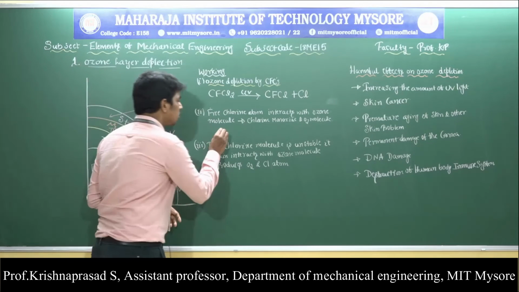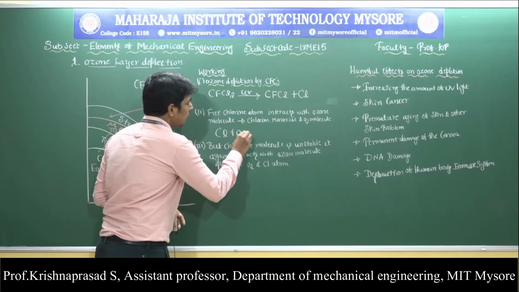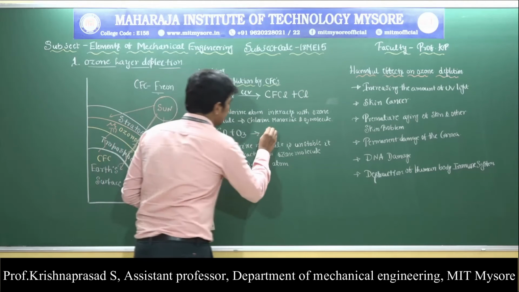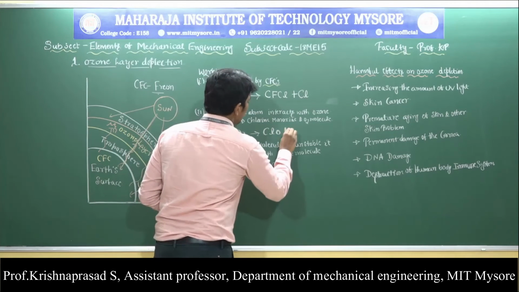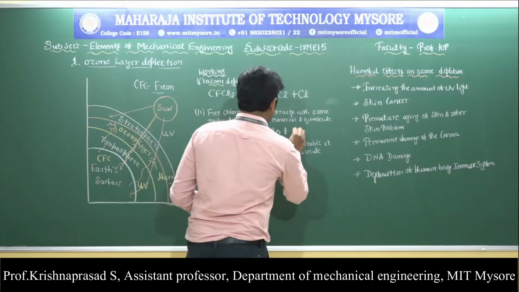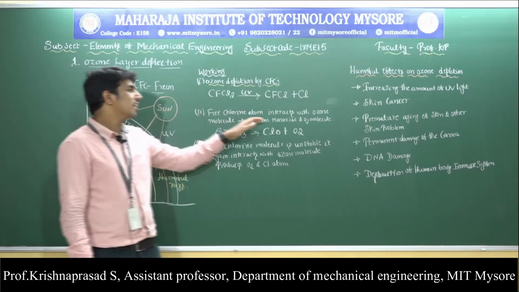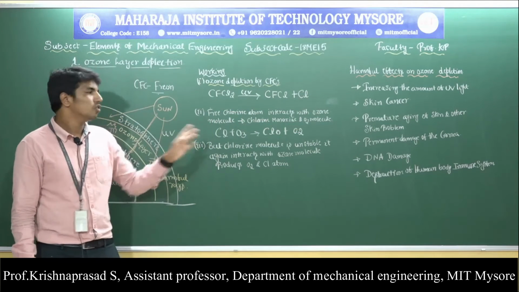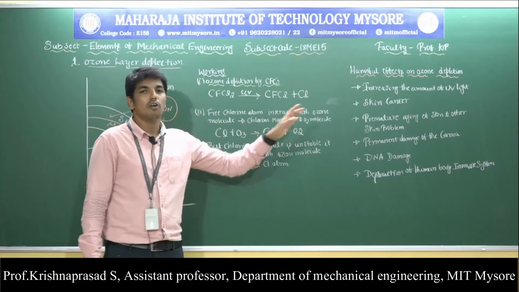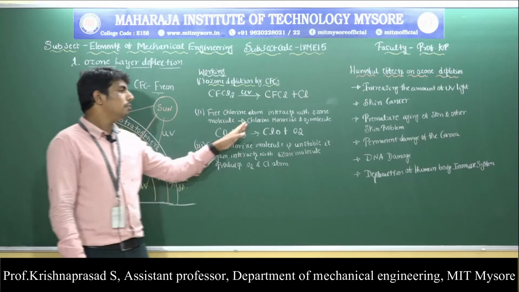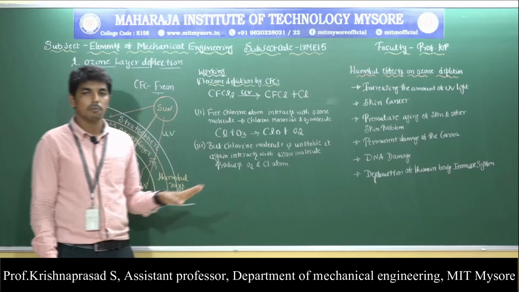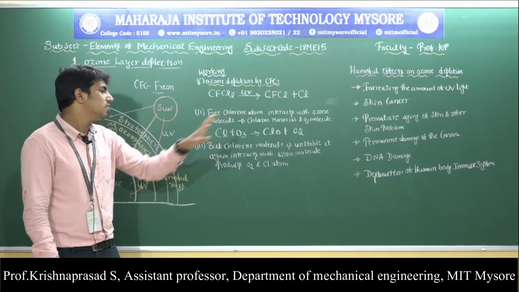Next, this free chlorine atom again interacts with the ozone molecule, and this will give rise to chlorine monoxide and oxygen molecule. But this chlorine monoxide is an unstable compound.